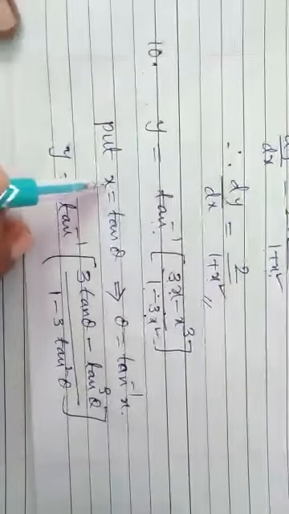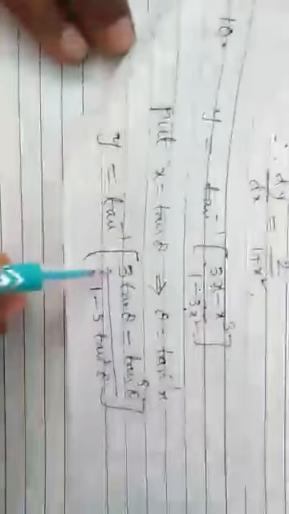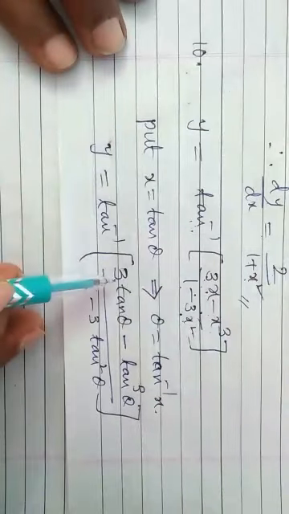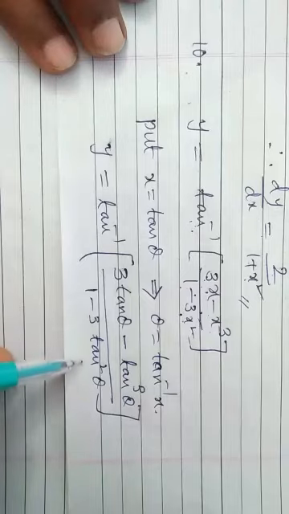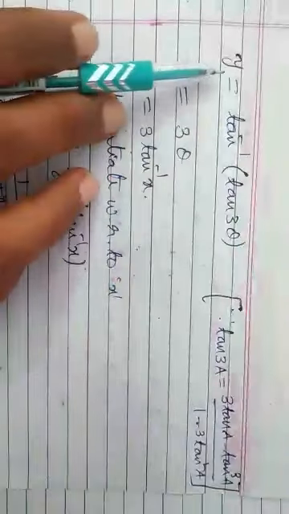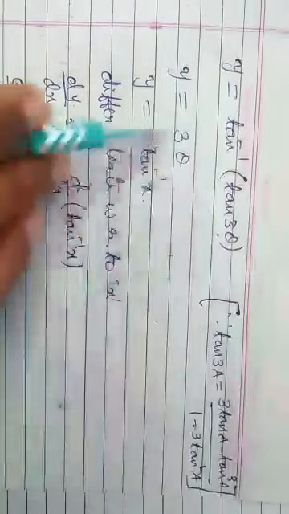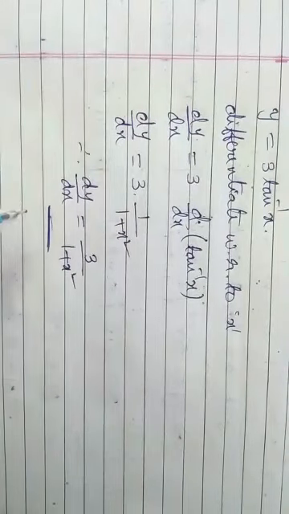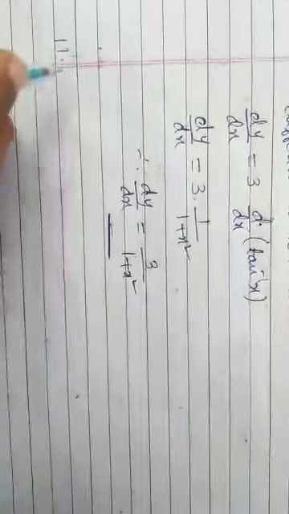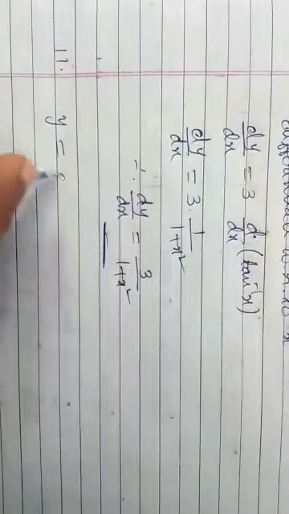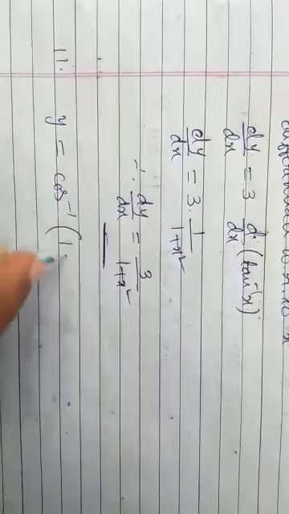So now we are taking x is equal to tan theta, which easily makes the function y is equal to tan inverse of 3 tan theta minus tan cube theta by 1 minus 3 tan square theta. Then by using the trigonometric identity, we get y is equal to tan inverse of tan 3 theta, and tan 3a is equal to that formula. Like that we have to calculate, and we will get the final answer for this.